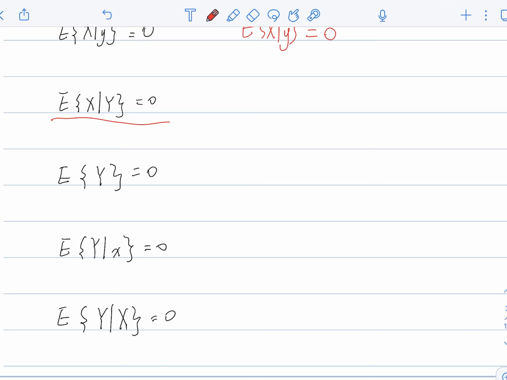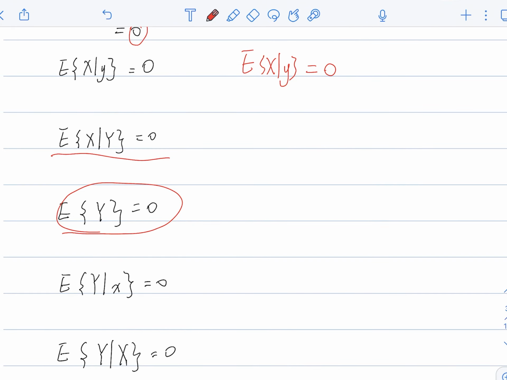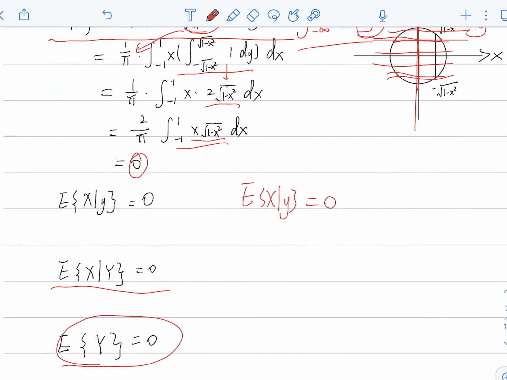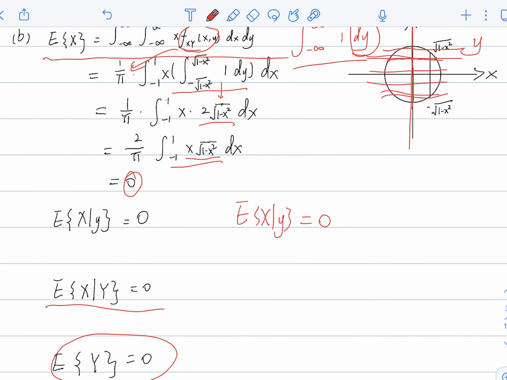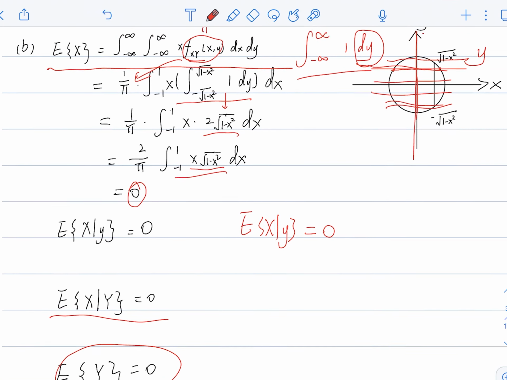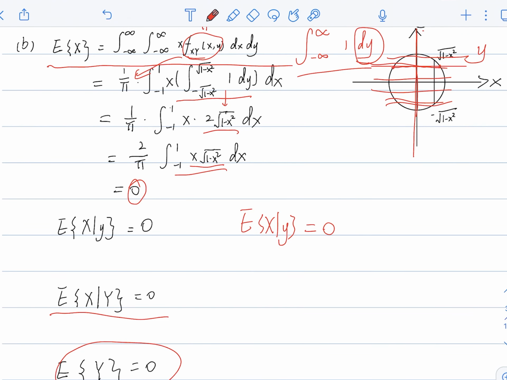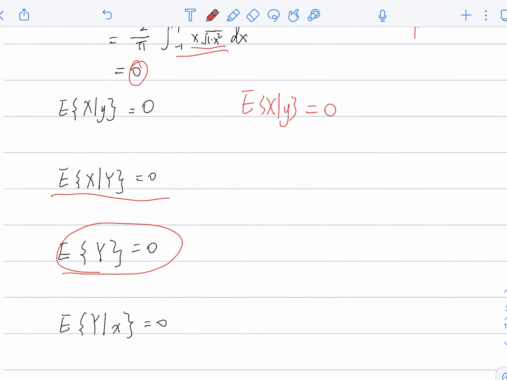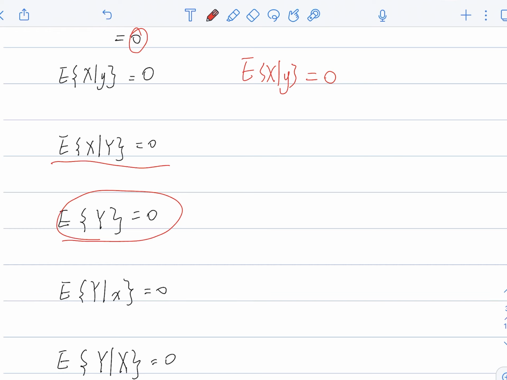Thirdly, we need to calculate the expected value of variable y. It is symmetric because x and y are symmetric, so the expected value of y is equal to the expected value of x. The value is also the same, so the expected value of variable y is 0.